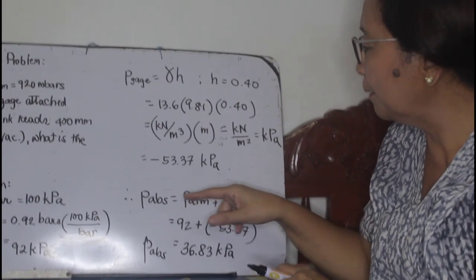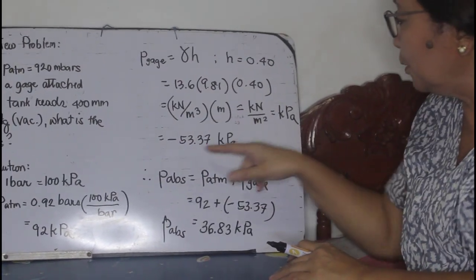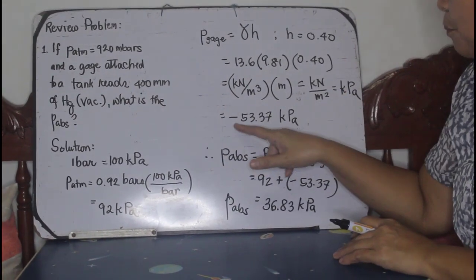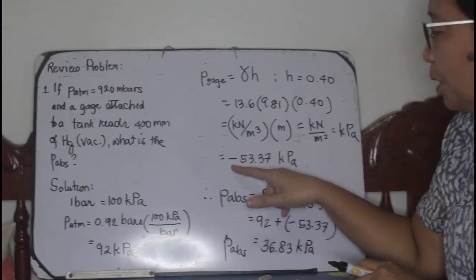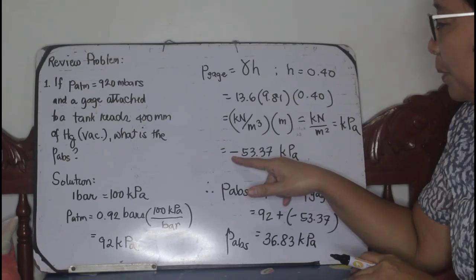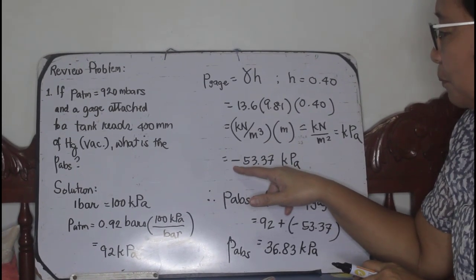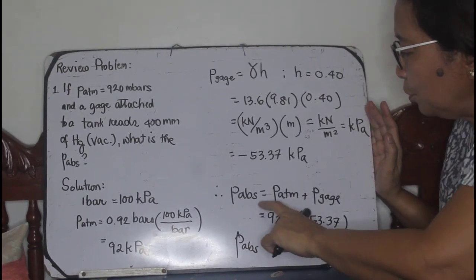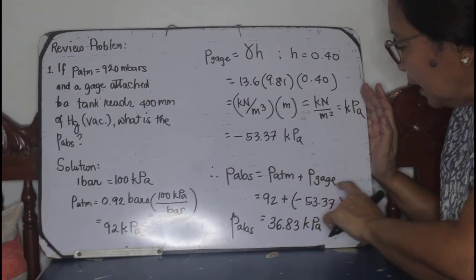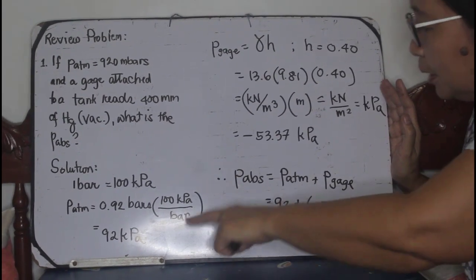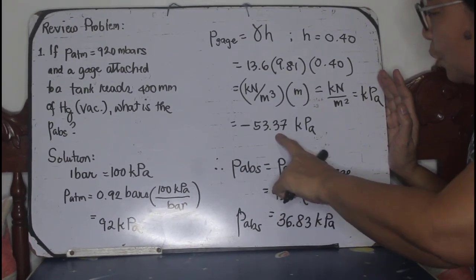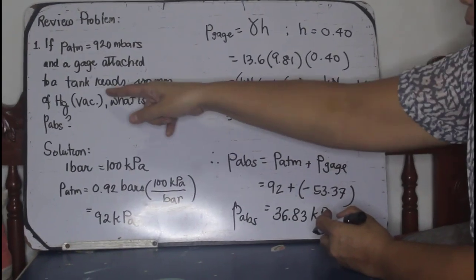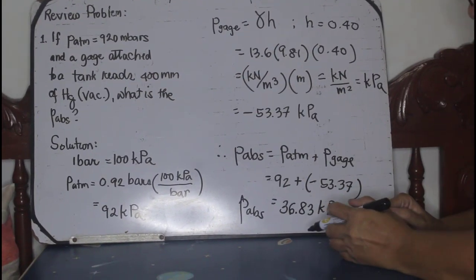Okay, kilopascal. So, this is the quantity, 53.37, but sabi sa problem, it is a vacuum pressure. So, pag sinabi mong vacuum pressure, it is below the atmospheric. So, it bears a negative sign. So, finding the absolute pressure, the absolute is equal to atmospheric plus the gauge pressure. So, add lang natin ito. Okay, but this one is negative. So, the absolute pressure at a point or in the tank is 36.83.